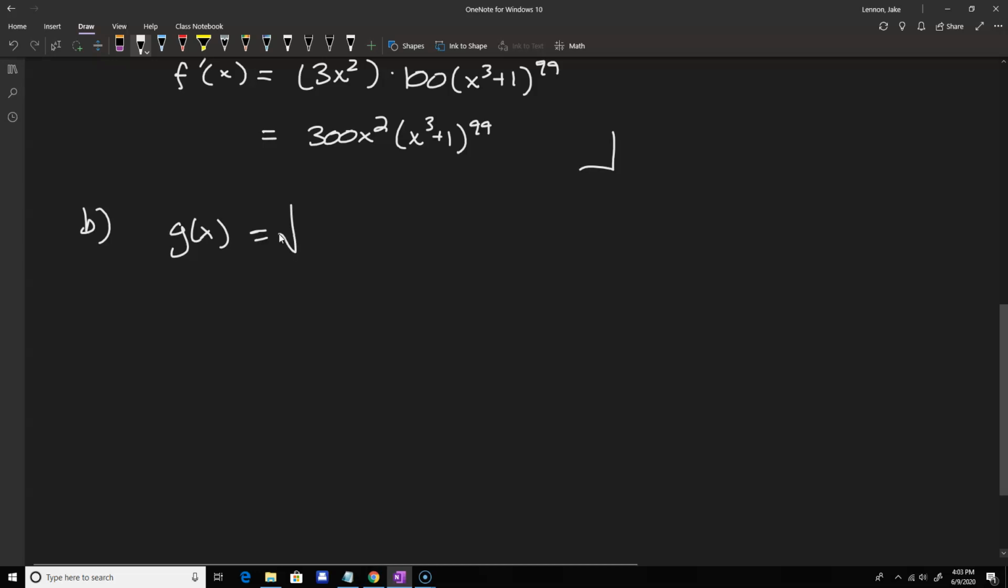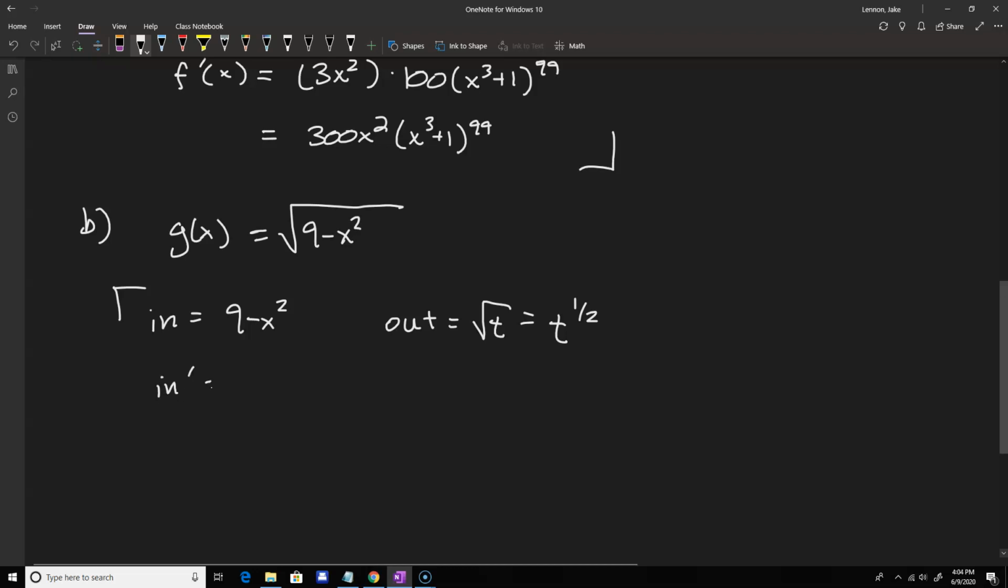So here we have g of x is the square root of 9 minus x squared. So here our inside function is just going to be what's inside the square root. That's how you would simplify if everything were just a number. That's what you would do first. And then the outside is the square root of t. Remember, when we're taking derivatives, often it's easier if we write that as a fractional exponent, so t to the 1/2.